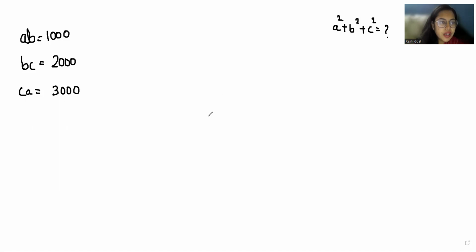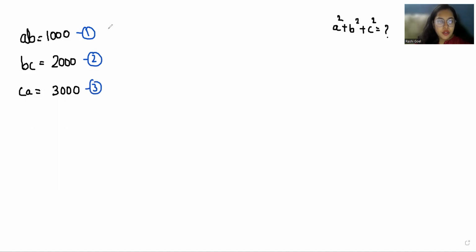My name is Rashi Goel and in this video we are going to solve AB is 1000, BC is 2000, CA is 3000 and we have to find the value of A square plus B square plus C square. So let's start with today's video solution. I'm considering this as equation number 1, this as 2 and this as 3.